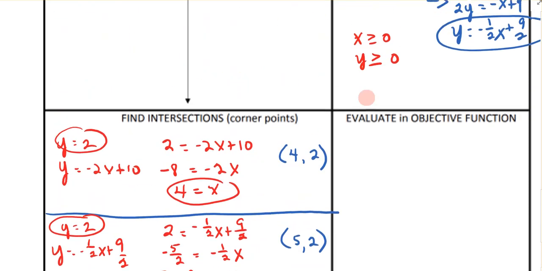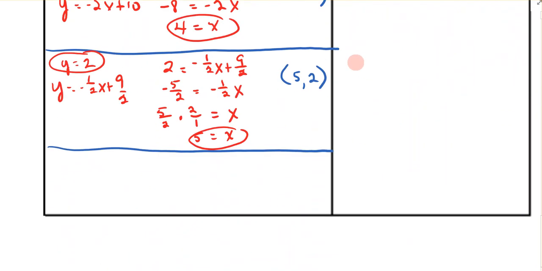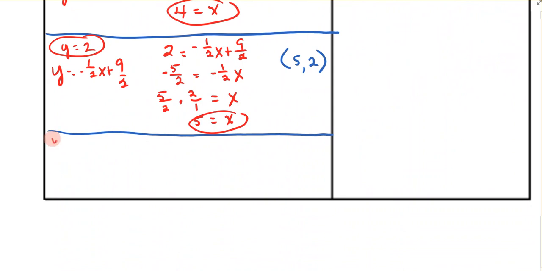So the last combination that I have to get is this blue line, the y equals negative 2x plus 10, and the yellow line, so this point up here. So let me write those two down. So we have y equals negative 2x plus 10, and y equals negative 1/2 x plus 9/2. I'm going to put those equal to each other. And so I have negative 2x plus 10 equals negative 1/2 x plus 9/2.